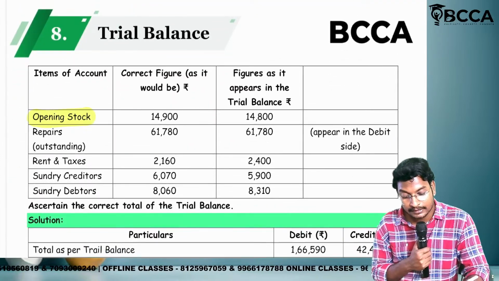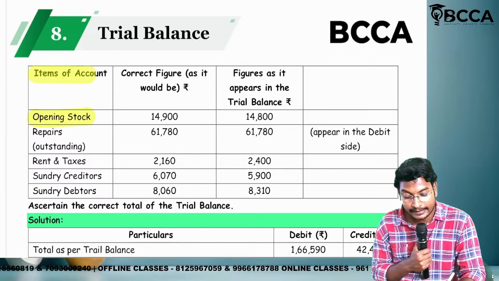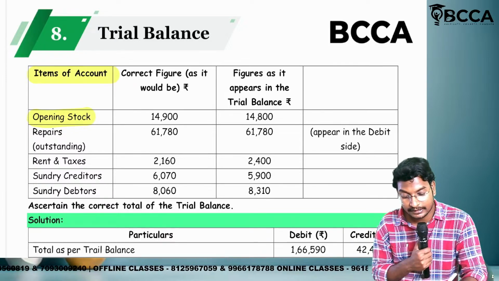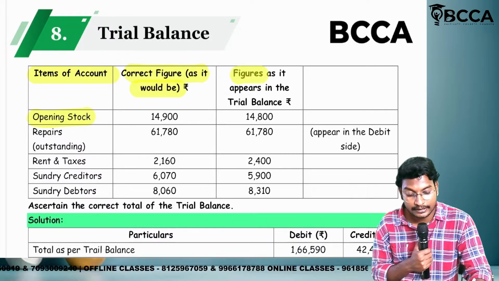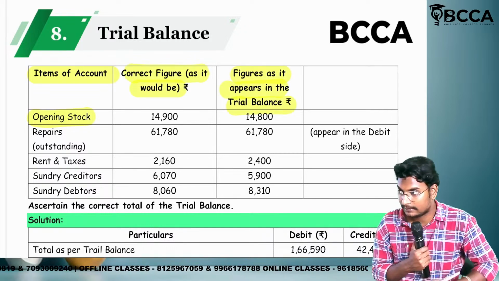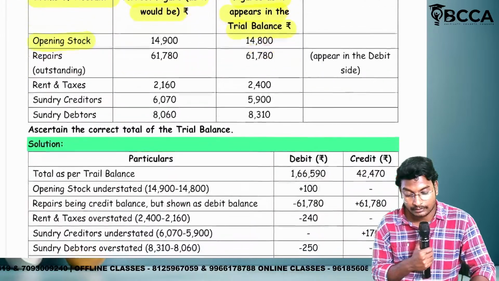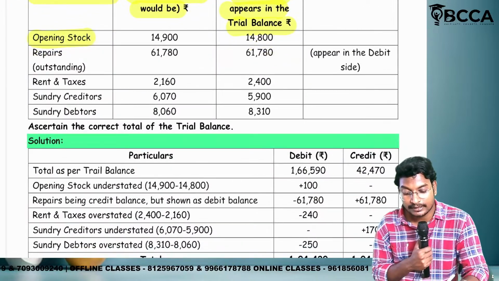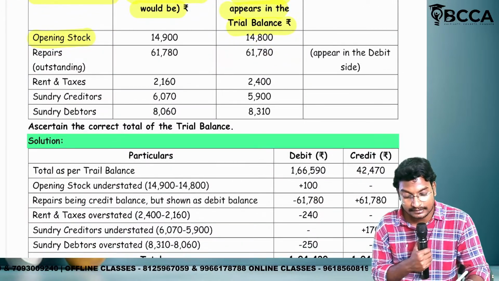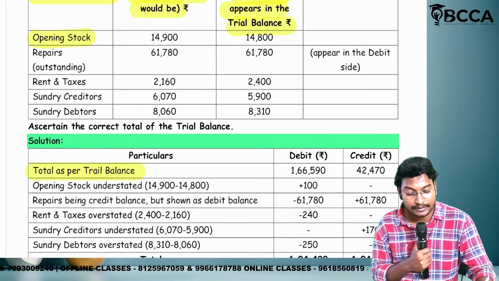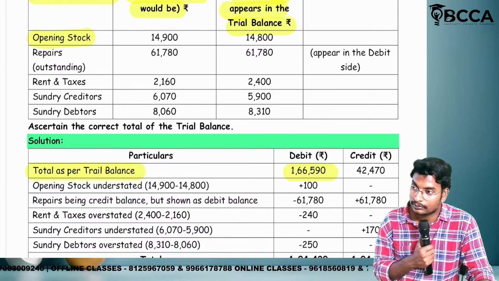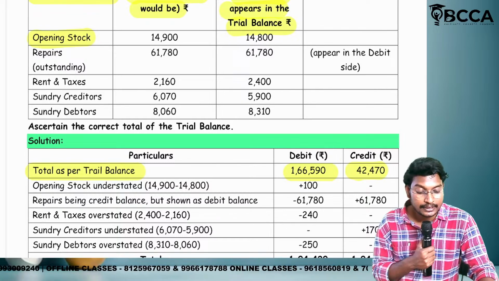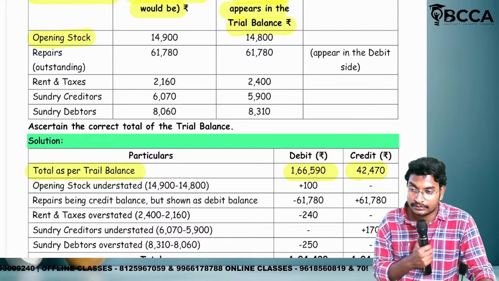Sir, here read the headings: item of the account, correct figure, what, ma? Correct figure as it would be, then the figure appearing in the trial balance. So where have we started, ma? We have started with the balances. What are the balances, ma? The total as per trial balance, we are getting a balance of rupees how much? Debit total is 1,66,590 and credit total is 42,470.